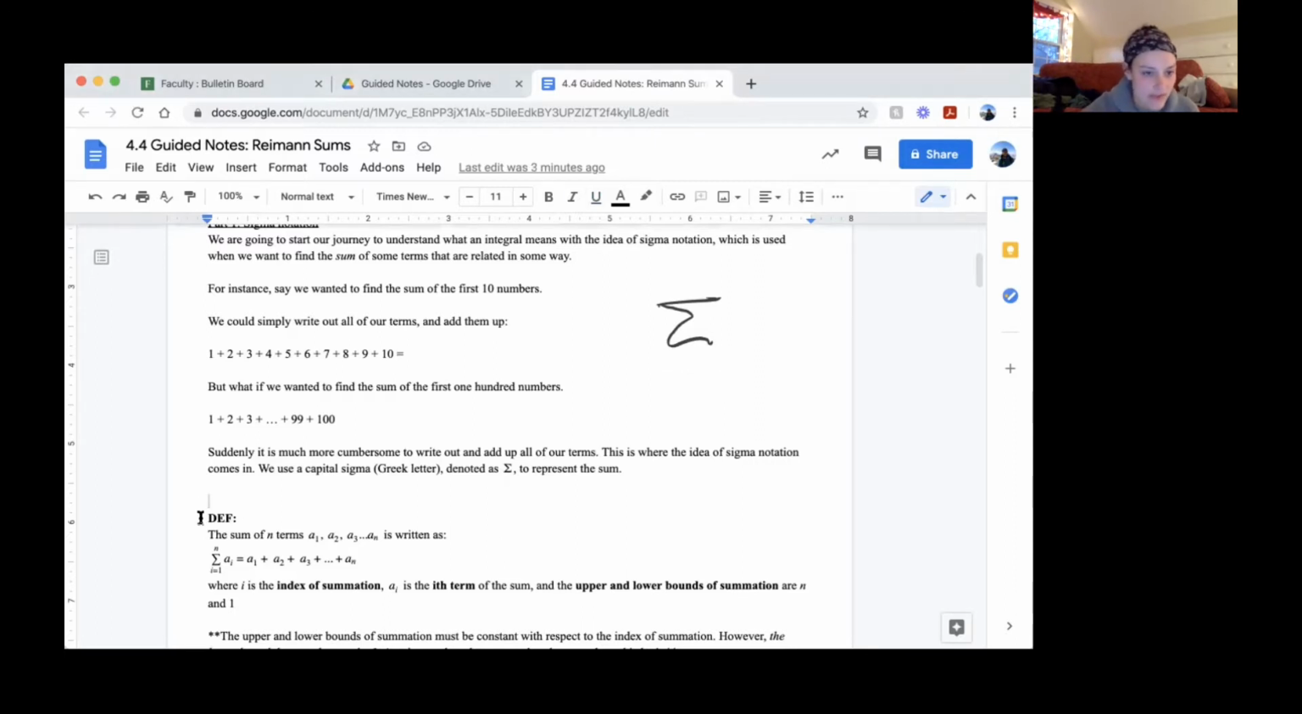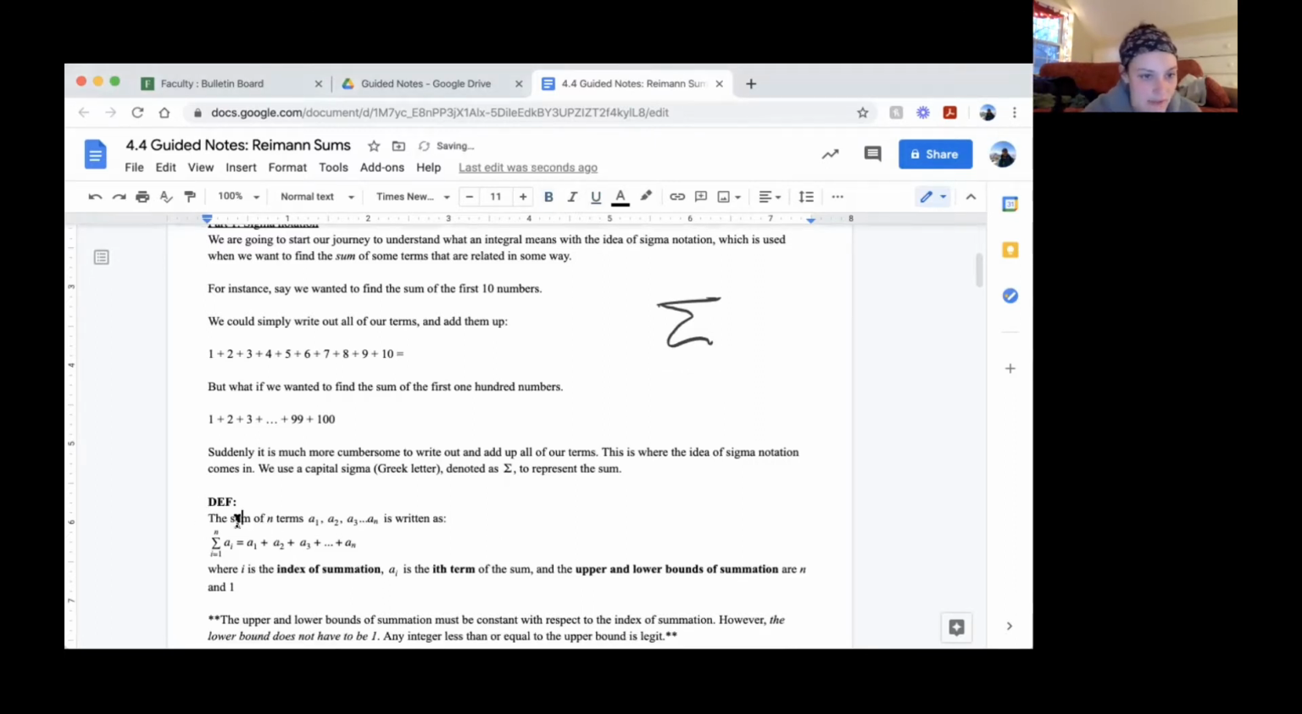So here's our formal definition of sigma notation. The sum of n terms, a1, a2, a3, all the way up to an, is written as the sum from i equals 1 to n of a sub i, which is equal to a1 plus a2 plus all the way up to an. i is the index of summation, a sub i is the ith term of the sum, and the upper and lower bounds of summation are n and 1. So we can see 1 to n, upper and lower bounds, just like when we learned definite integrals.